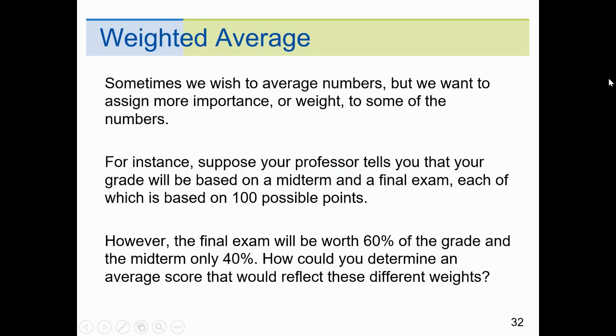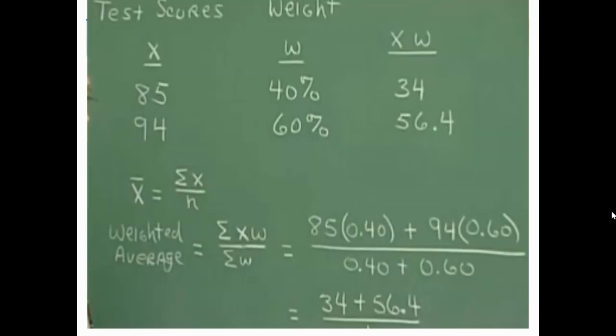Weighted average. Sometimes we wish to average numbers, but we want to assign more importance or weight to some of the numbers. Suppose your professor tells you your exam grade is based on a midterm and the final exam, each based on 100 points. However, your final is 60% of your grade and the midterm only 40%. How could you determine your average?